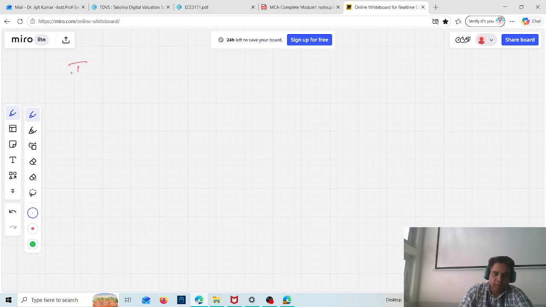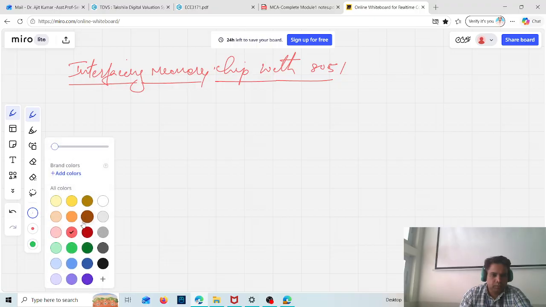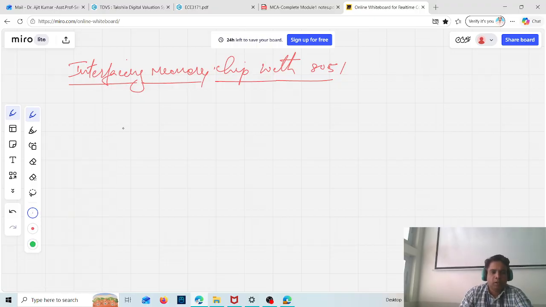So, interfacing memory chip with 8051. This is the topic that we will continue here.